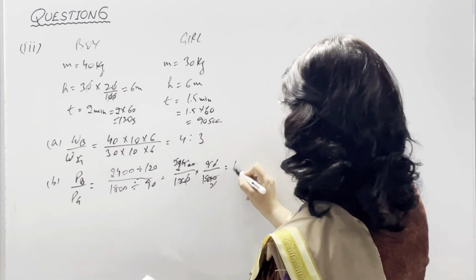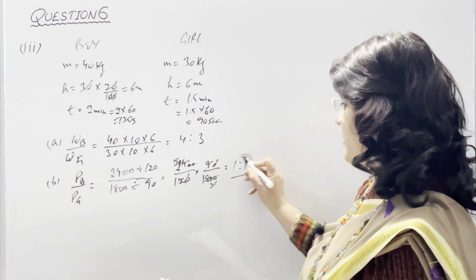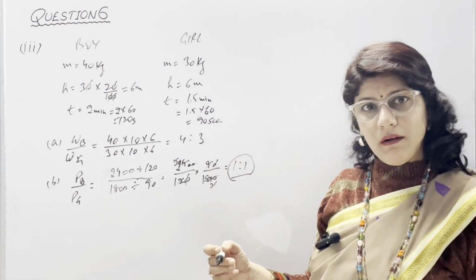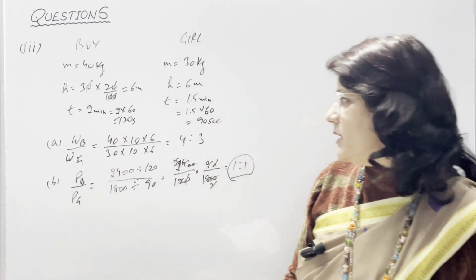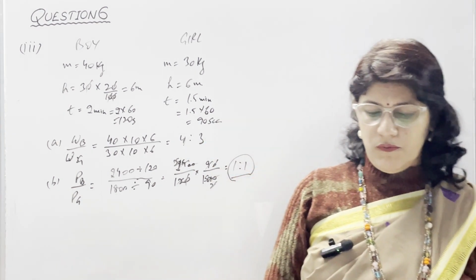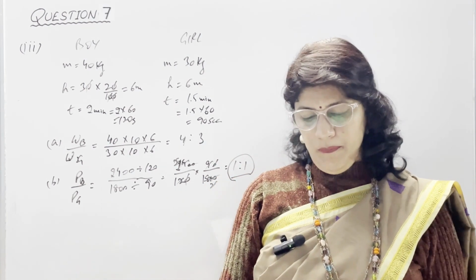2 is to 1. In the case of power, the ratio is 1:1. It means the power of both boy and girl is the same, but the work done by the boy is 4 and the work done by the girl is 3, or you can say 4x or 3x if we take the comparison between these two. Now coming to question number 7.